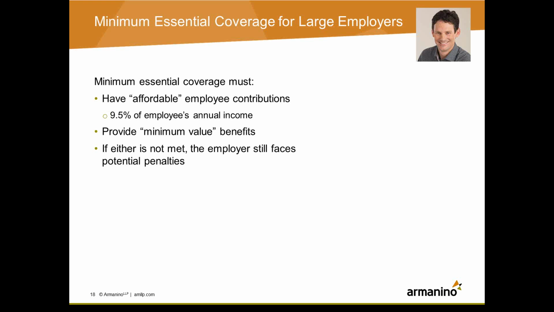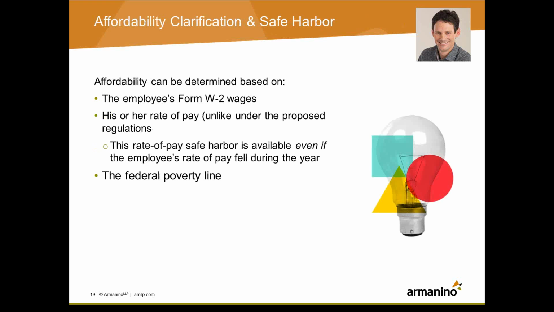So let's talk about affordability, safe harbor. As I said before, the safe harbor is going to be based on your employee's W-2. The reason they use that is because you know what that is. You have access to that. You're paying them. You have to report their wages, so you know what that is. And so what it is, it's 9.5% of their W-2. As long as you offer coverage that they don't have to pay more than that per month, you are considered to be affordable.